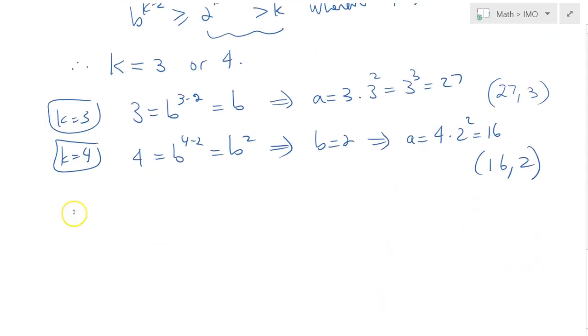So therefore the complete solution would be the 3 pairs that we have found, namely 1, 1 from the first case, and from the second case we have 16, 2 and 27, 3, and we are done.